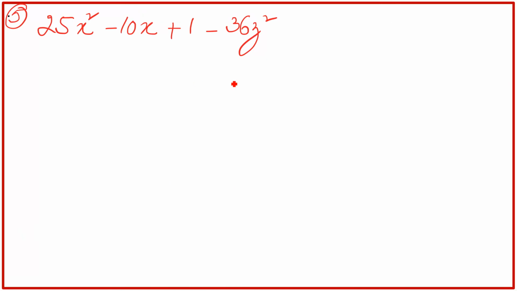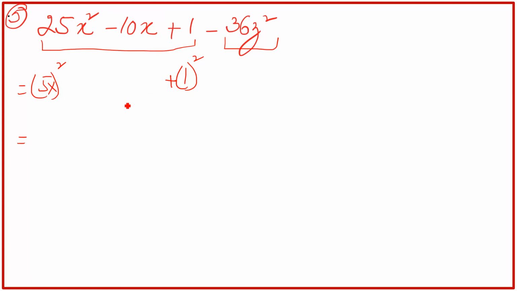And now the fifth question is 25x square minus 10x plus 1 minus 36z square. So see, this is x square. This is x decreasing and then constant. So this is z square, right? Different. We will consider this one part and this one part. Can we take the square of the first term? Yes, we can. Can we take the square of the last one? Yes, we can. So see, this is 5x. Inside this parenthesis, so it is 5x and here is 1.